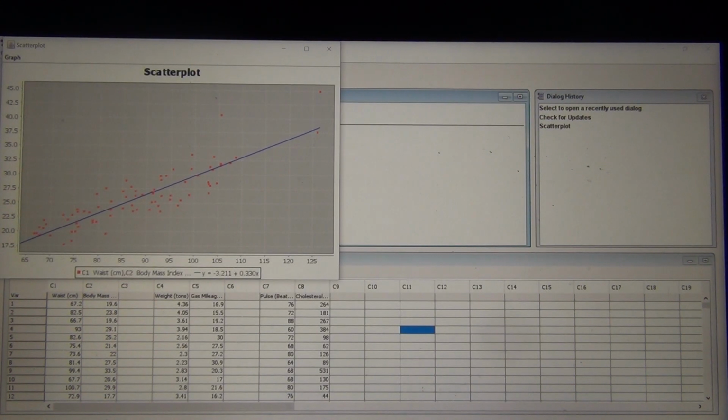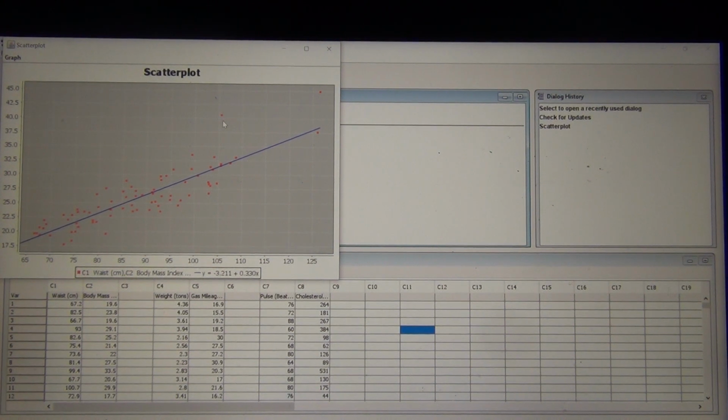And there's our scatter plot. Looks very similar to the one we saw in StatKey. Also, you have the actual line. Here's the regression line formula. There's the y-intercept, negative 3.211, and the slope, 0.330. I can see the dots are actually pretty close to the line. So you can kind of see that. So that's under Graph and Scatterplot.